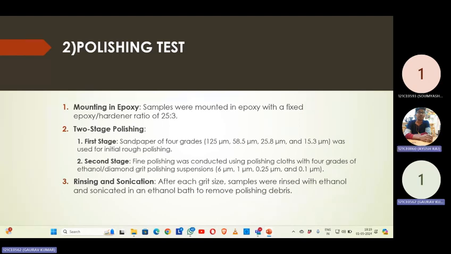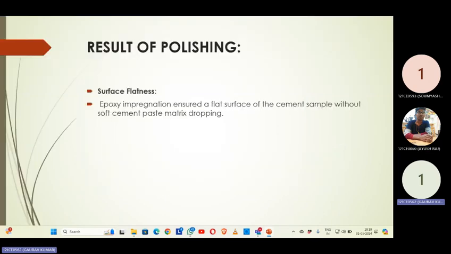Third point is rinsing and sonication. After each grade size, samples were rinsed with ethanol and sonicated in an ethanol bath to remove polishing debris. Next slide. Now forward to Soumya Siri.